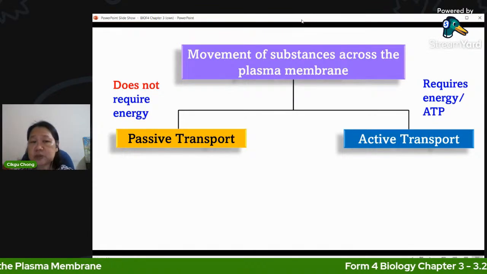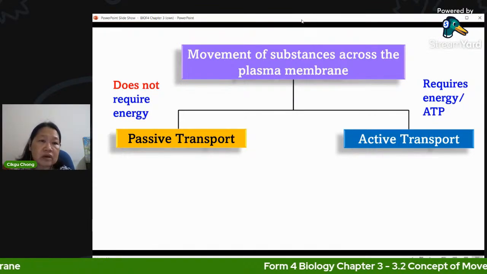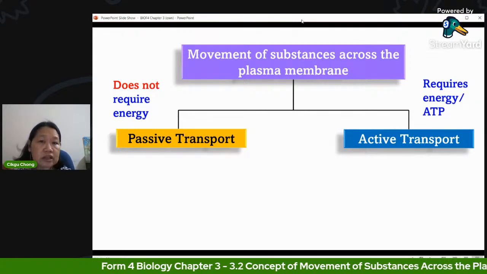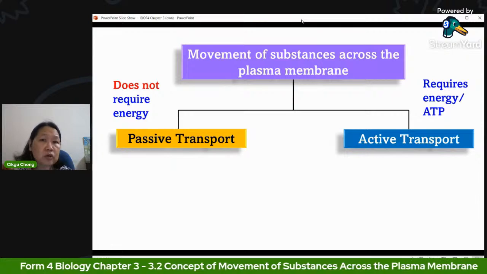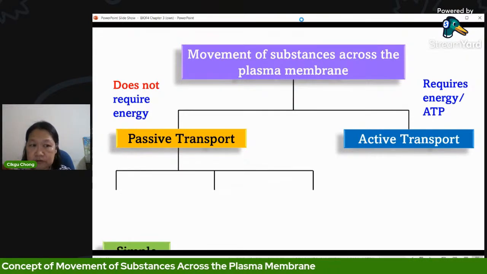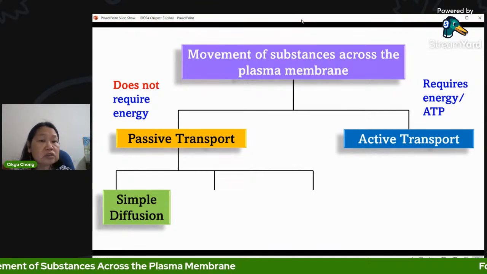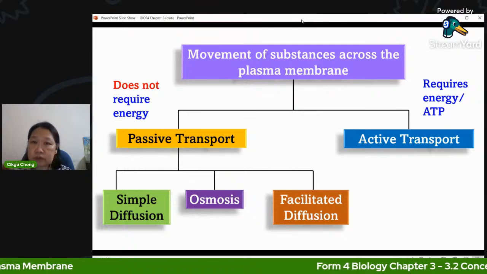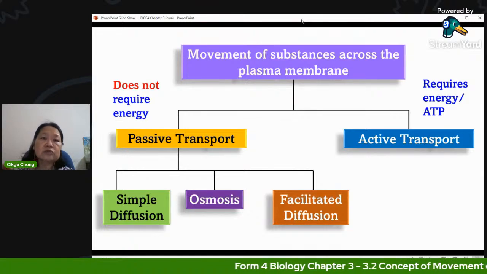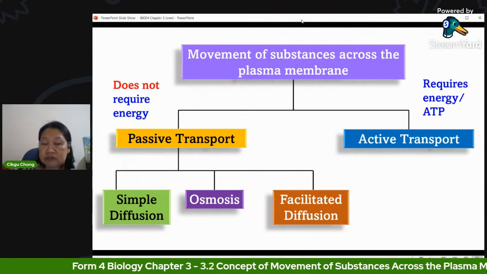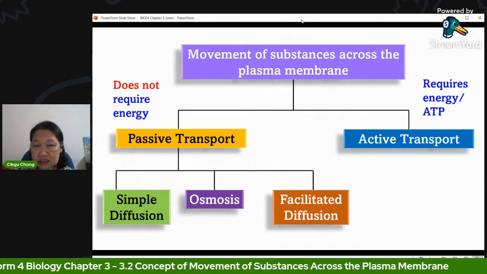Under passive transport, there are three methods of transporting substances. We're going to look at them one by one. The first one is simple diffusion. The second one is osmosis. And the third one is facilitated diffusion. So you need to see the entire structure. I want you to see that under passive transport, there are three methods.